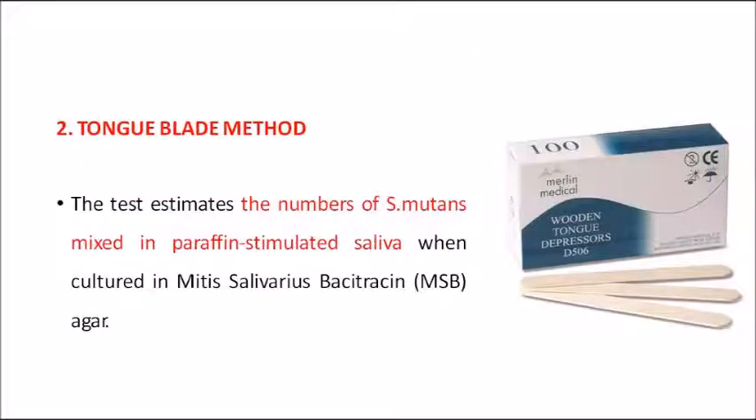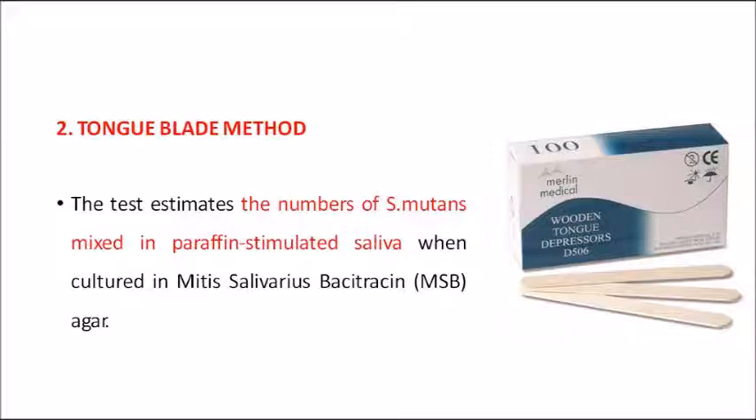Next we have the tongue blade method. The blade is rotated in the patient's mouth about 10 times. It estimates the number of S mutans in paraffin-stimulated saliva when cultured in MSB agar. This is the sample we are taking.